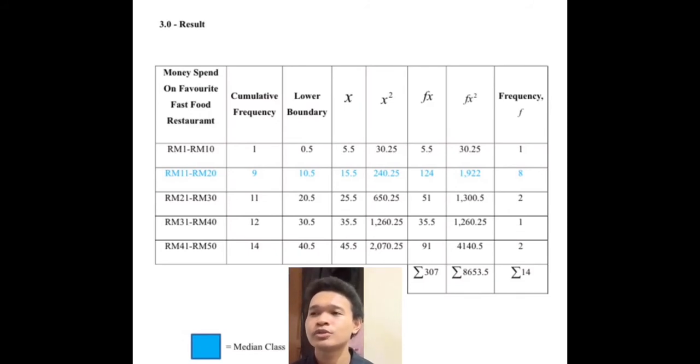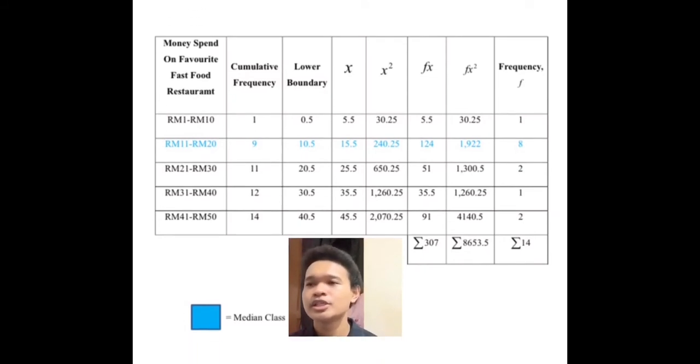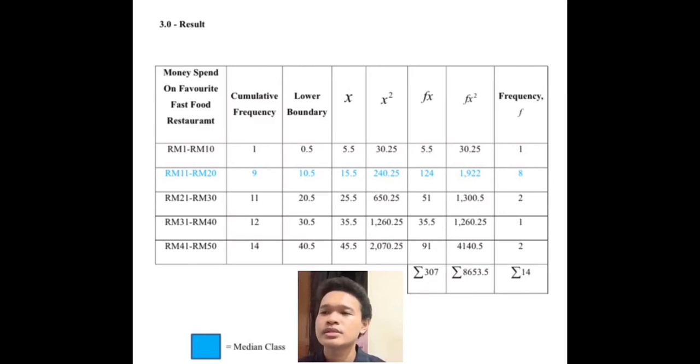F refers to frequency and X refers to X. So we just multiply F and X and we get the answer for Fx. For Fx square, we square the answer of Fx. So the sum of Fx is 307, while the sum of Fx square is 8653.5. So that's all for me. Thank you.